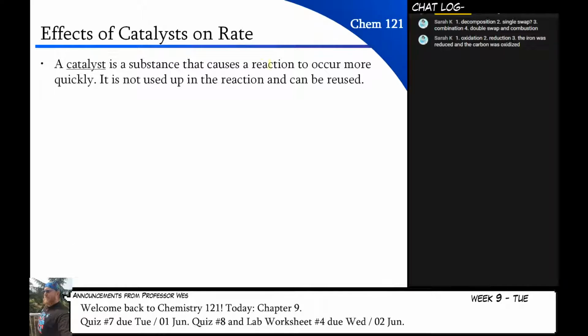The first feature is that it makes reactions occur more quickly. In the presence of the catalyst, the reaction will go faster. But the second property is that it is not used up in the reaction. What that means is that you can use it effectively forever. An example of this is the catalytic converter on your car.